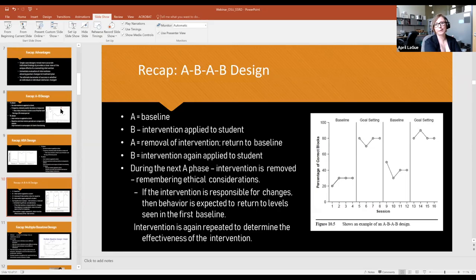And then we have the ABAB design. And I'm not even going to go into the ABABABABABB design. That was a single subject joke.